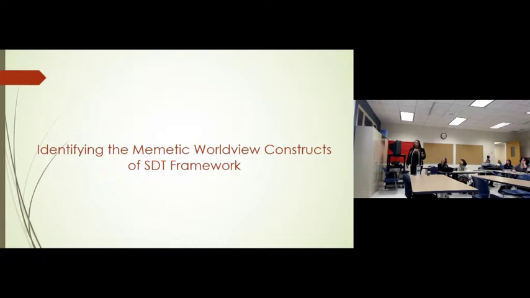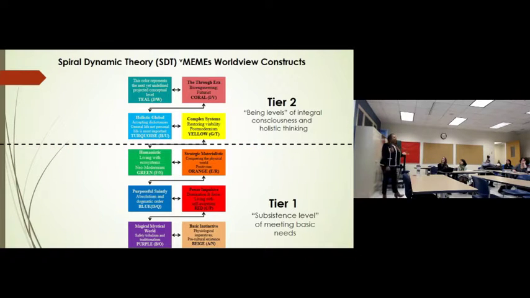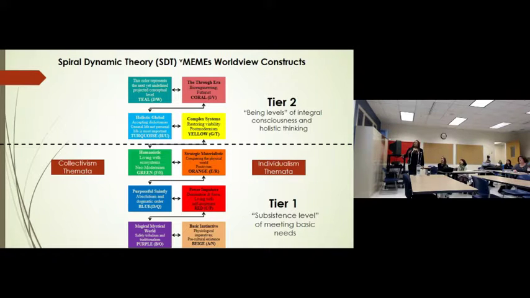So, identifying the mimetic worldview constructs of the Spiral Dynamics theory framework. The Spiral Dynamics framework is really cool because it has these two tiers, and it also oscillates between notions of individualism. When you look at these mimetic constructs on this side of the framework, they all tend to be more individualistic in nature. Then you have this side that's represented by the cooler, calmer colors that serve as a mnemonic device to represent collectivism. So a person's worldview orientation tends to be more individualistic as they operate within this worldview construct, and on this side, they tend to be more collectivist in their orientation.